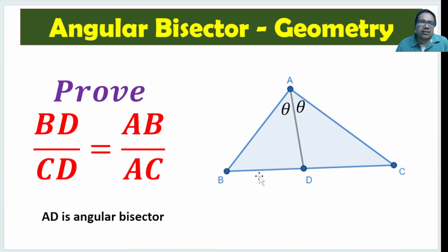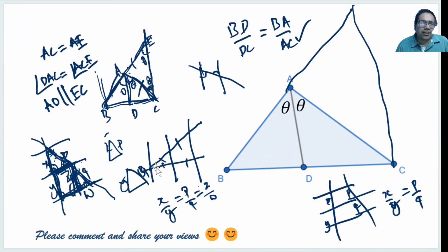This angular bisector divides the opposite side in the ratio of the other two sides. Here we have proved two important results. One is this result; the other is that between parallel lines, whichever transversal you take, the ratio of the lengths of the transversal between the parallel lines is the same across any transversal. Okay, guys. Thank you.